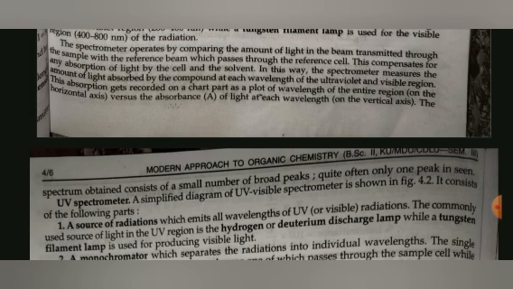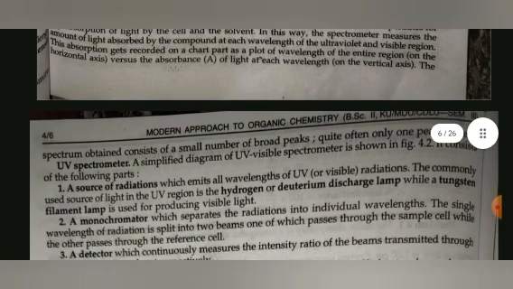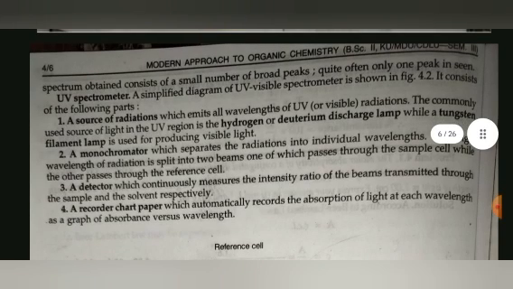This absorption gets recorded on the chart paper as a plot of wavelength of the entire region on the horizontal axis versus the absorbance of the light at each wavelength. The spectrum observed contains a small number of broad peaks. Quite often, only one peak is seen.